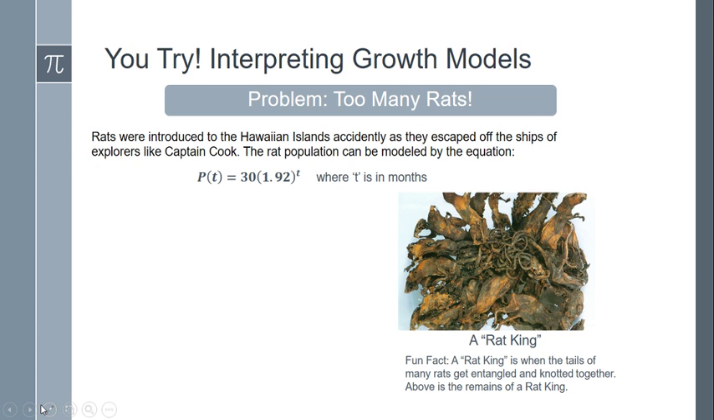The picture that you're looking at on the right is called a rat king. In fact, these are the remains of a rat king. Right? And a rat king is when the tails of many rats get entangled and knotted together and they can't escape.